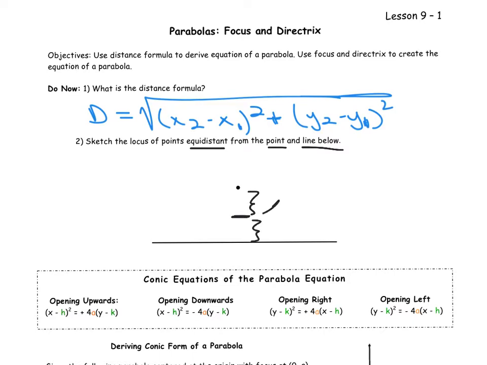Let's continue that. All right, well now if I look over here, this distance that I just sketched in is equidistant from the point and the line. Okay, let's continue with that pattern. What about here? That would be equidistant from the point and the line. Can you start to tell what shape that this is creating? This is a parabola, guys.